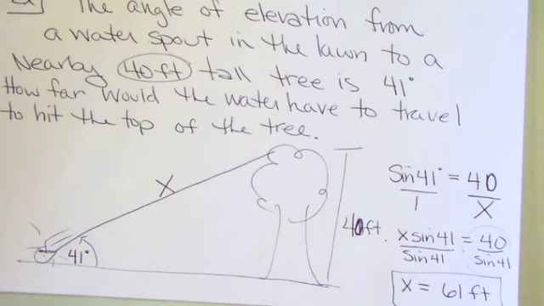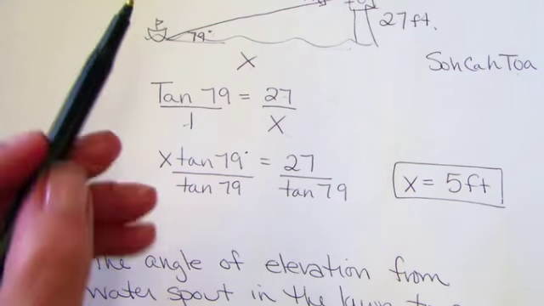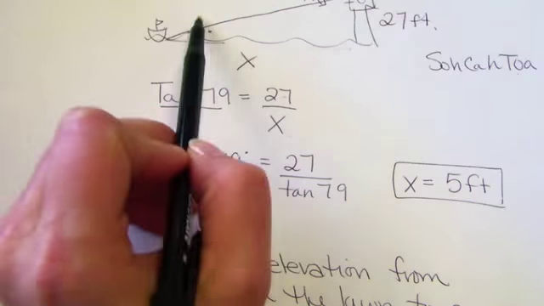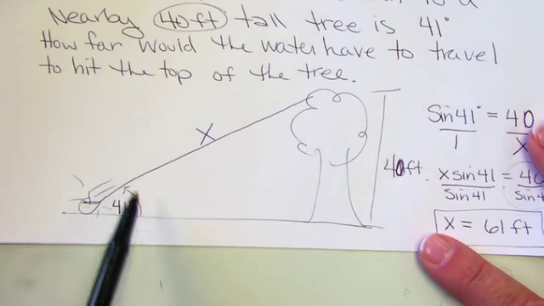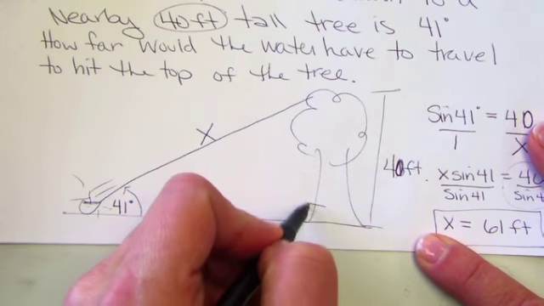So when you are doing these problems, you need to just make sure that you are reading. If it's the angle of depression, the angle of depression is the angle you look down. It's outside of the right triangle. The angle of elevation is the angle that you look up. It's inside the right triangle.